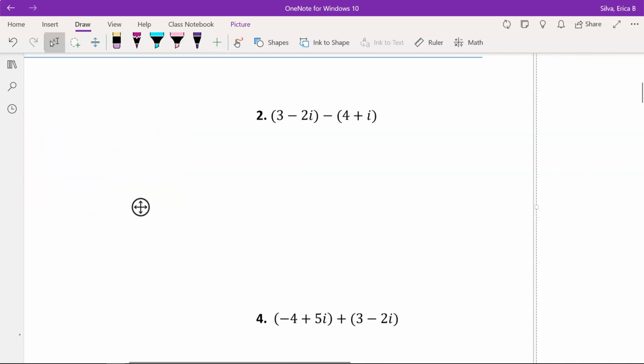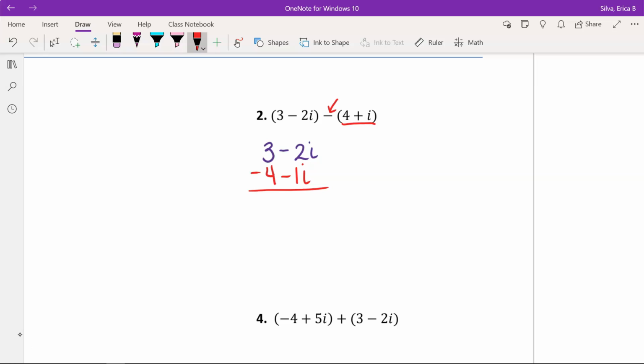Let's move on to the next one. Here we're going to subtract our complex numbers. So we're going to rewrite the first one, 1 minus 2i. And if you remember, this negative basically is going to get the opposite of the second complex number. So instead of +4, we get -4. Then +1i, we change it to -1i. And all we do is add: 3 minus 4 is -1, and then -2i plus -1i is -3i. On to the next one.